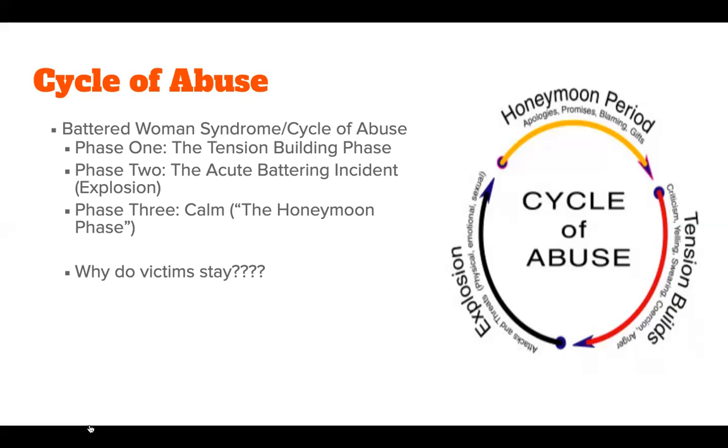And at the same time, the explosion phase is getting worse. The honeymoon period gets shorter, and it becomes less characterized by effort. Instead of there being gifts and promises, it might even start to segue into blaming, like, why did you make me do that? Or, you really should know better or do better. And so this happens again and again until at some point, the person experiencing this abuse might reach their breaking point where they fear for their lives. They decide they can't take it anymore.